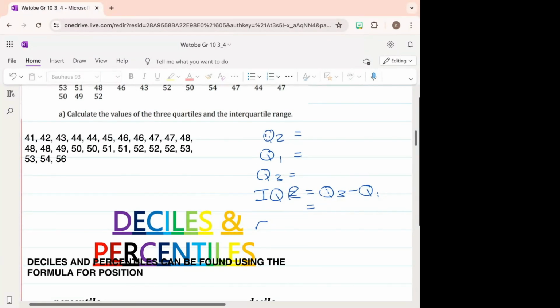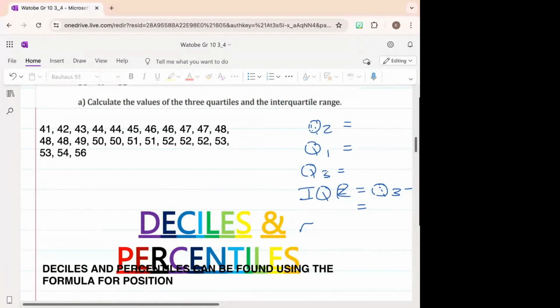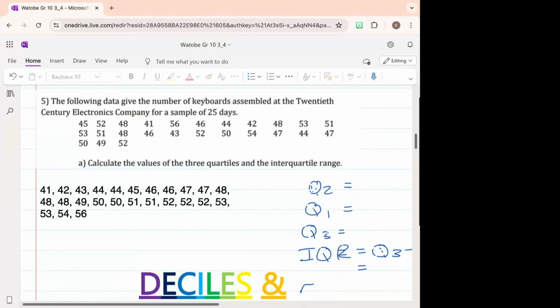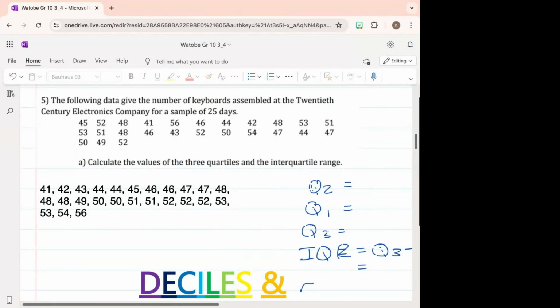Okay, so we have 25 values here. If I take 25 and divide it by 2, it gives me 12 and a half, which means I'm looking for the 13th number. So 1, 2, 3, 4, 5, 6, 7, 8, 9, 10, 11, 12, 13. So 48. This was Q2.